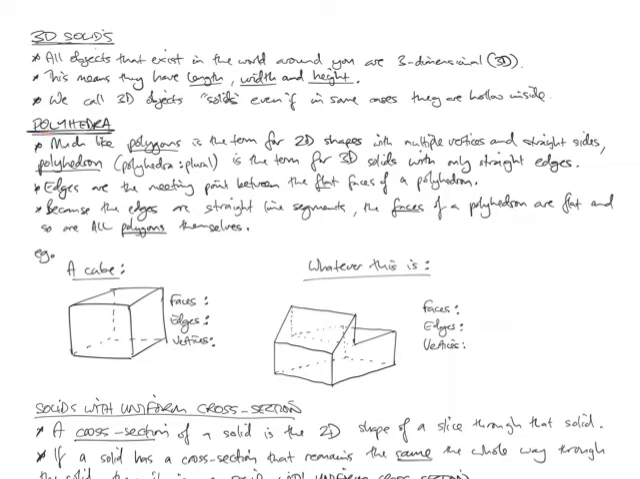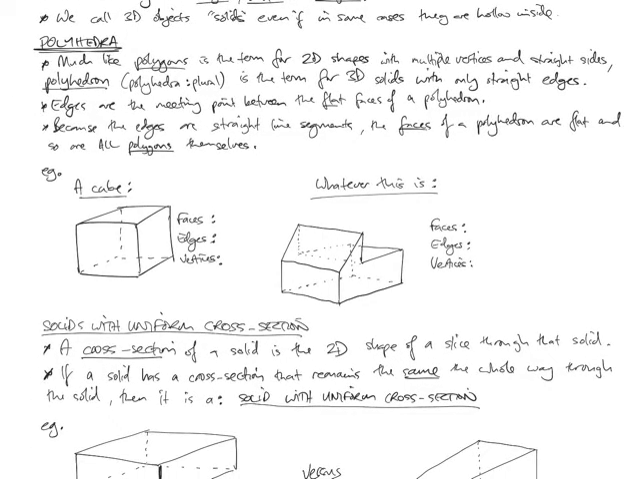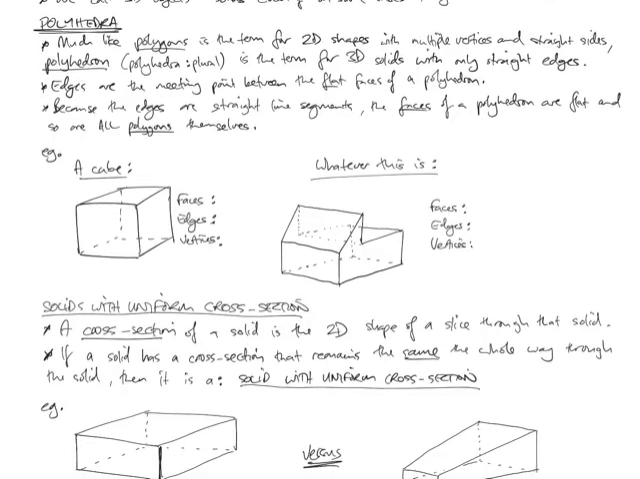Now, polyhedra is a term you'll need to be aware of. Much like polygons is the term for two-dimensional shapes that have multiple vertices and straight sides, polyhedron, and polyhedra is the plural of that, is the term for a 3D shape, 3D solid, that has only straight edges. So edges are the meeting point between the flat faces of a polyhedron, which you can see quickly here.